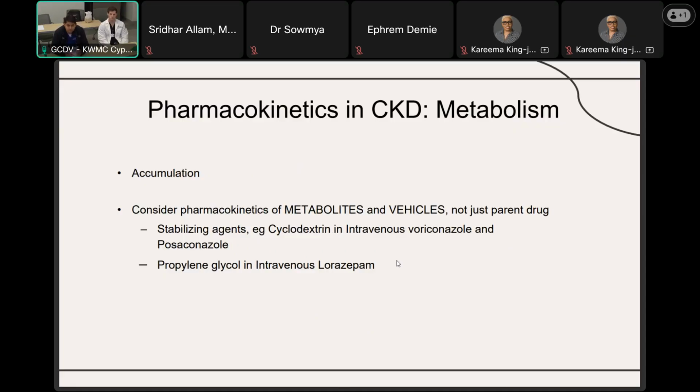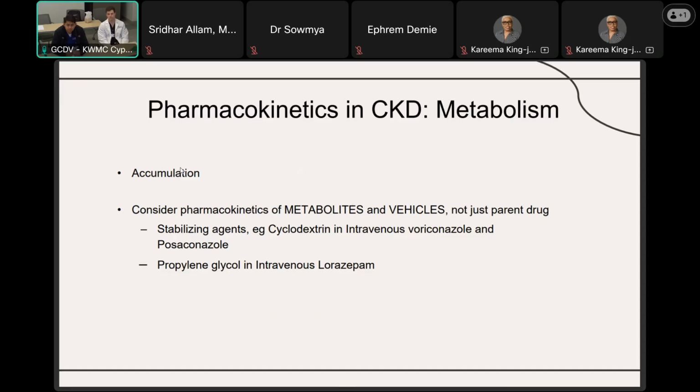Also dependent on metabolism is the accumulation. And when we say accumulation, we are talking about the accumulation of medication if the drug has not been dosed differently. As well as we also have to understand what are the metabolites of the medication and the vehicles that the medication is carried in. So what does that mean?